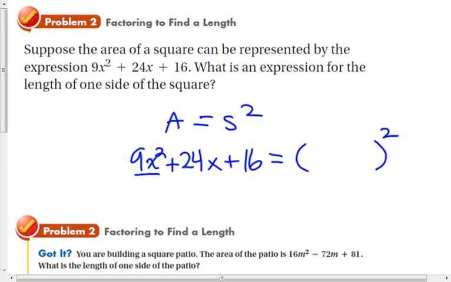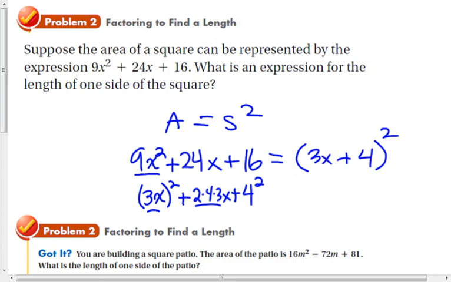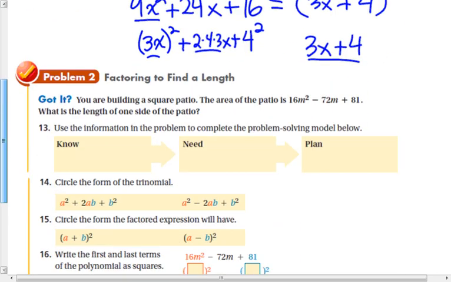So you have to think of what number times itself is 9x squared, and that can be written like this. And what number times itself is 16, that can be written like this. It's a perfect square. And this middle number, if I take this 3 and this 4x and multiply it by 2, I get 24x. It fits the form of a perfect square trinomial. So I know that my answer is going to be 3x plus 4. So each side of the square is 3x plus 4, because 3x plus 4 times itself is equal to the area. Go ahead, you try that.